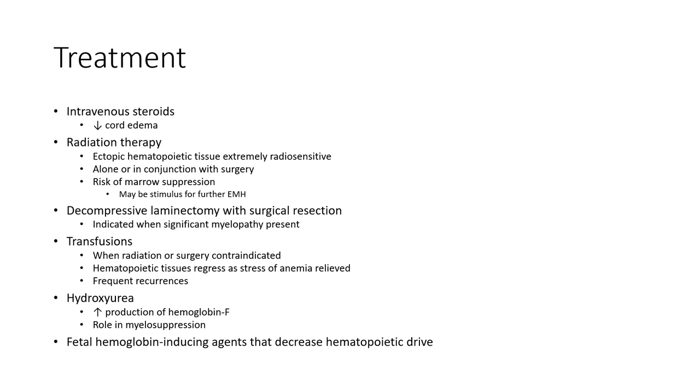Hydroxyurea increases production of hemoglobin F, with a role in myeloid suppression. Fetal hemoglobin inducing agents decrease hemoglobin drive.